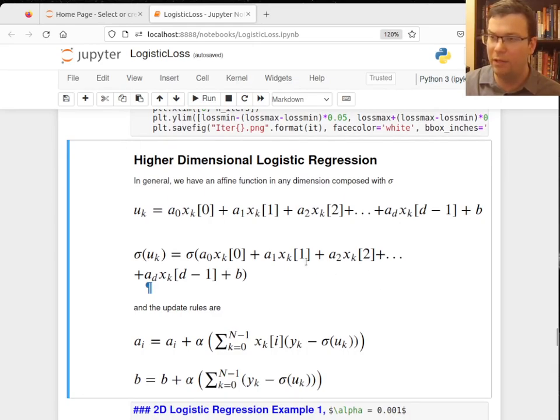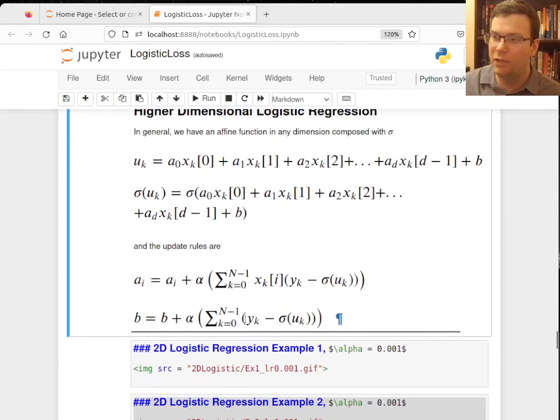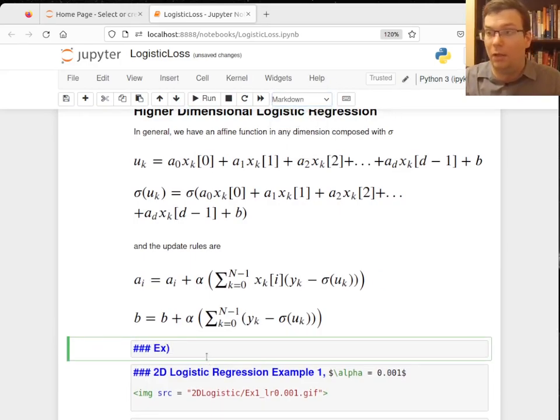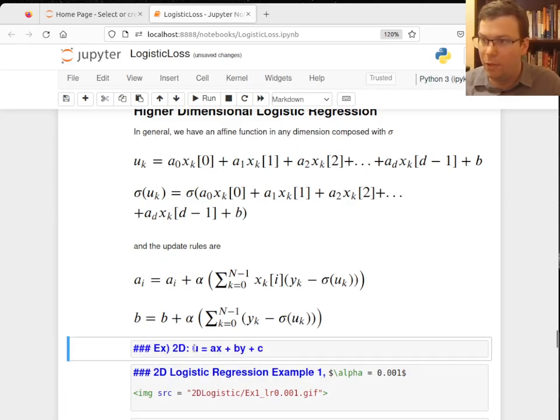And so we end up getting these update rules here, which are exactly the same as they were. But now I recognize that I'm plugging in this kind of monster thing, this whole big dot product of all the dimensions with a bunch of coefficients there. And so in 2 dimensions, just as an example, we would have u equal to ax plus by plus c. So there we would have 3 parameters.